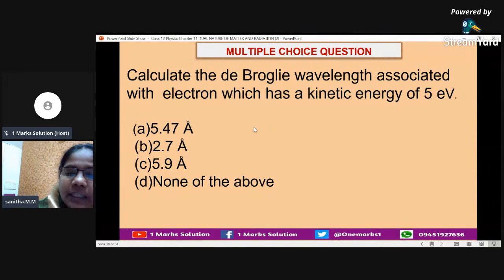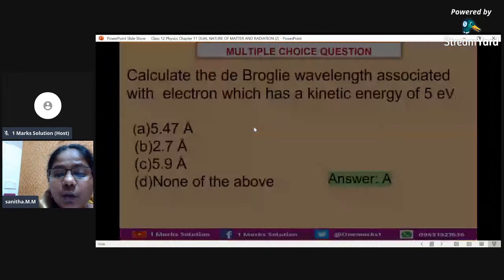There, h is constant, m is constant, and e is constant, for a particular electron only. If you substitute the values of h, m, and e, you will get lambda equal to root of 150 by V, or you can write 12.27 divided by root V angstrom unit. So you can just substitute V here. It is 5 volts. Even though kinetic energy is given as 5 electron volts, the stopping potential or voltage we can say is 5. Substituting 12.27 divided by root V, you will get the answer 5.47 angstrom. That is the correct option A.